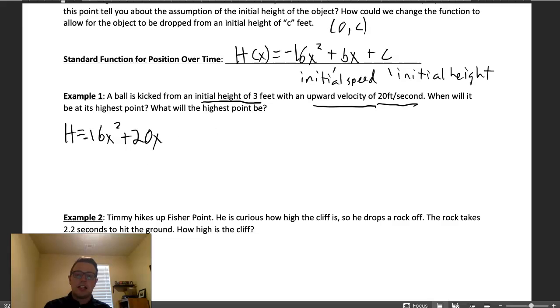And what's our initial height? Our initial height was 3. So it's going to be h is equal to minus 16x squared plus 20x plus 3. When will it be at its highest point? Well, the time of the highest point would be the x value of our vertex.